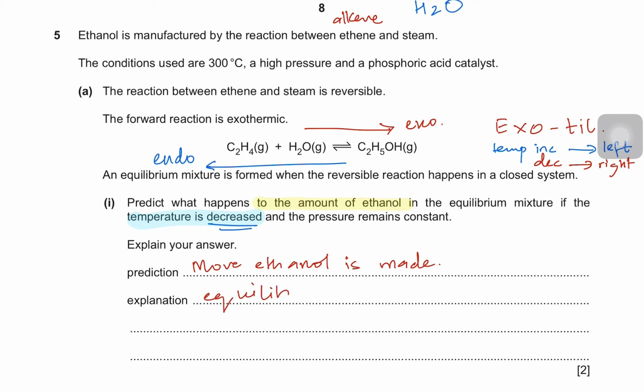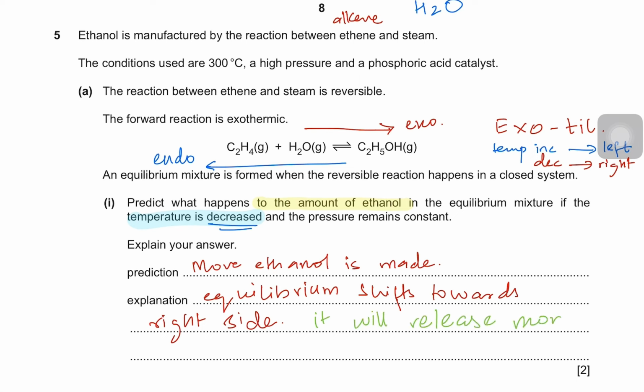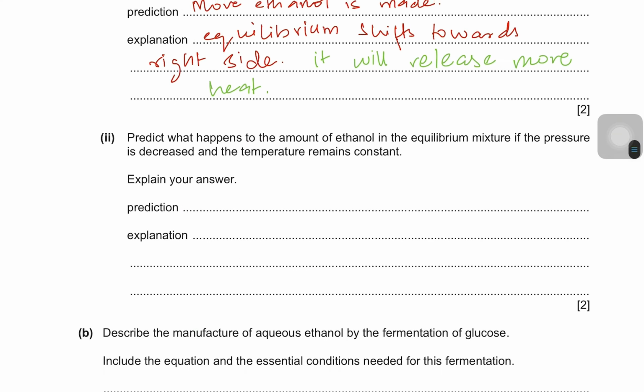Equilibrium shifts towards right side. Why does it shift towards the right side? Because when the temperature is decreased and the environment is becoming cooler, the reaction will try to retaliate by releasing more heat. When you decrease the temperature, the equilibrium feels the need to take charge and release more heat by itself. So you will say it will release more heat, because the temperature was decreased by you. So the equilibrium will feel the need to release more heat, and that is only possible through forward reaction.